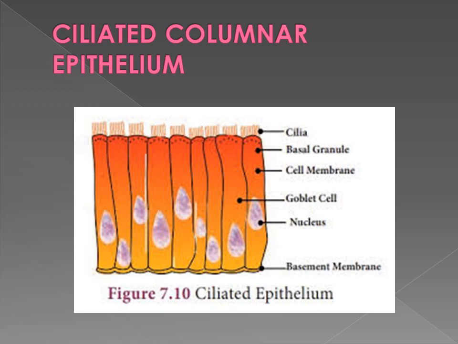Understand? So again the nucleus is there, right? And goblet cells are there. Basement membrane is there. But the thing is here, it consists of cilia. Okay, so hence it is known as a ciliated columnar epithelial tissue. Fine.